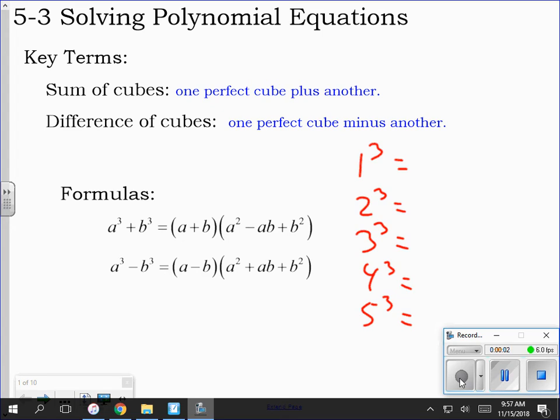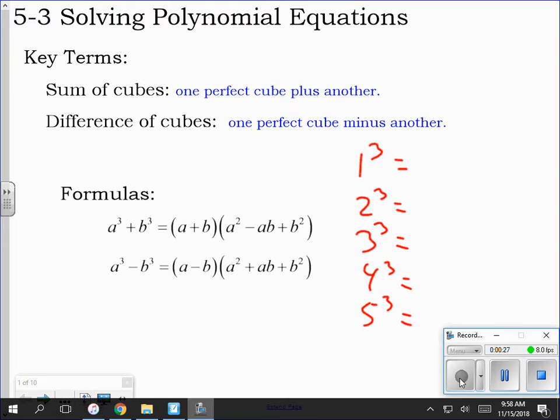So today, 5.3, it says solving polynomial equations, but essentially what we're doing all day today is factoring polynomials. And they're not your simple quadratics. Okay, they're more complicated, the powers are higher, and you have to pay attention to each individual one to decide what method you are going to use.